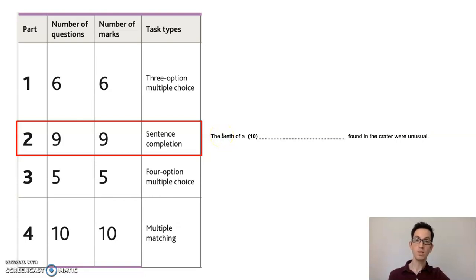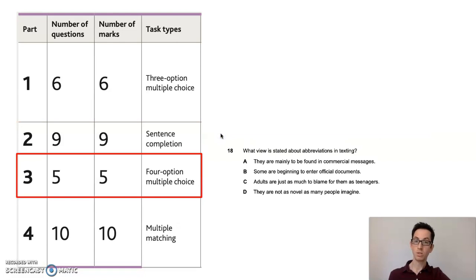In part 3, you have 4-option multiple choice. This is quite similar to the 3-option multiple choice in part 1, except that here you have an extra answer option D, so you're picking from a series of 4 options rather than 3.